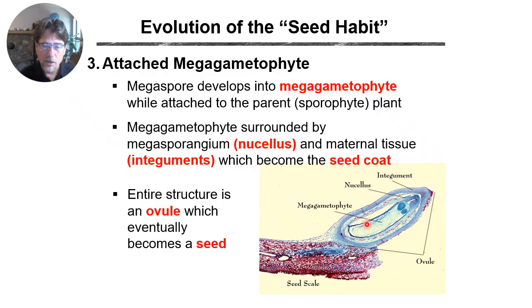This is the megagametophyte. So you can see it's filling up the nucellus, the cavity, and these two eye-looking things that you see near the top, those are the archegonia, and they will produce the eggs. So this entire structure remains attached to the parent plant. It receives nutrients from the parent plant, and there's never a free-living megagametophyte stage in the seed plants.